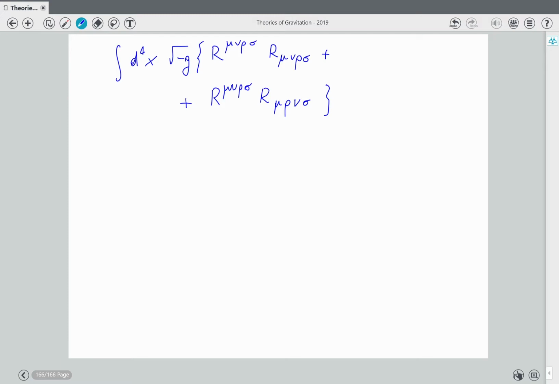Actually, the two are related by the first Bianchi identity, which I recall is: if you make the sum of the cyclic permutations of three indices, nu rho sigma, for example, R mu nu rho sigma plus the cyclic terms, you get 0.